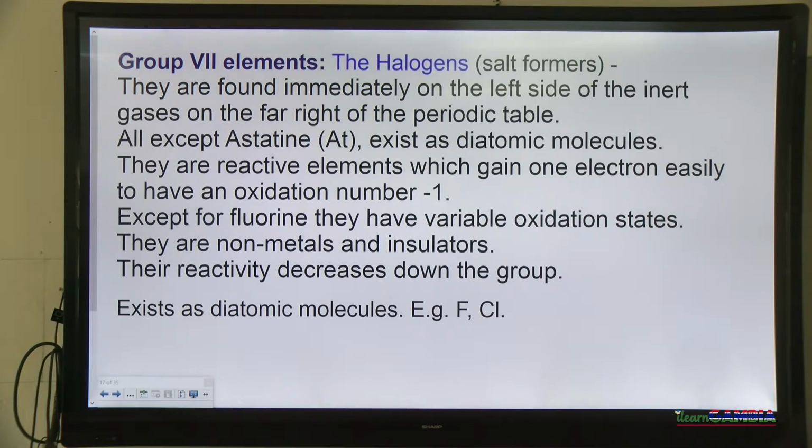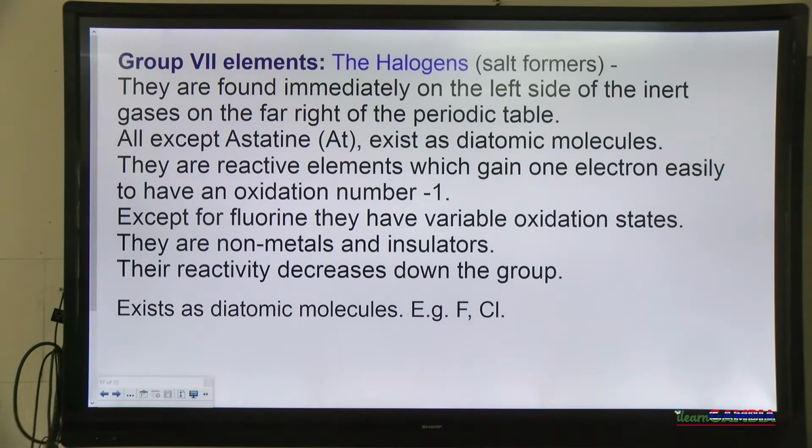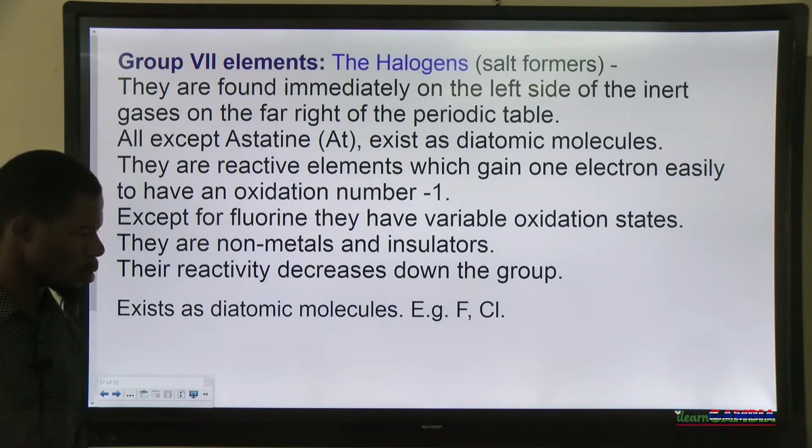They are reactive elements which gain 1 electron easily to have an oxidation number of -1. Except for fluorine, they have variable oxidation states. They are non-metals and insulators. Their reactivity decreases down the group. That is, moving from the top, starting from fluorine, moving down to astatine, their chemical reactivity decreases. So examples of halogens that exist as diatomic molecules are fluorine, chlorine, bromine, iodine.